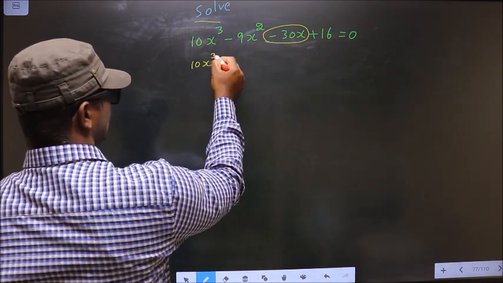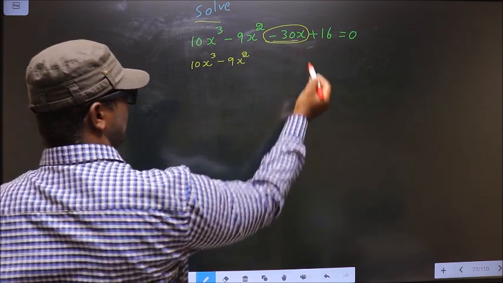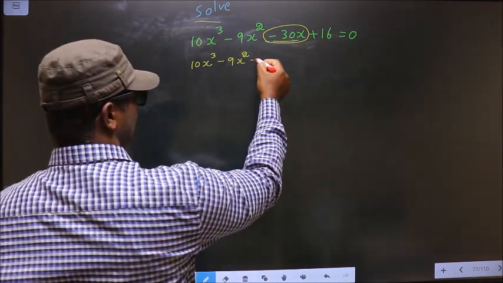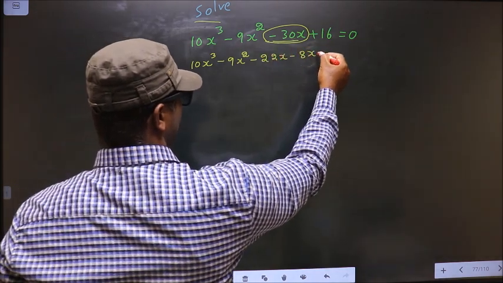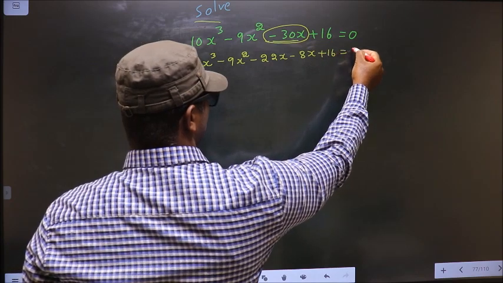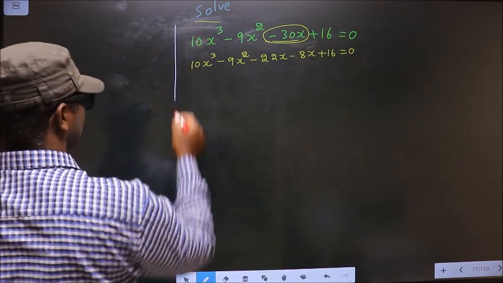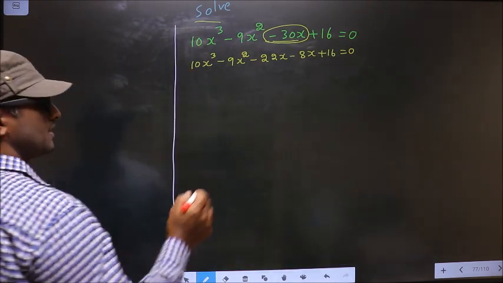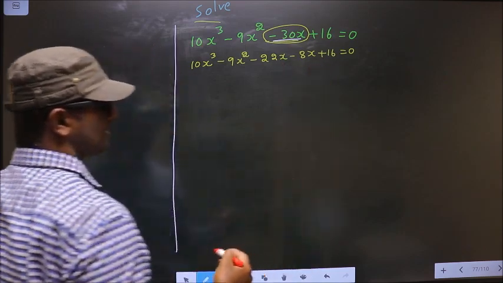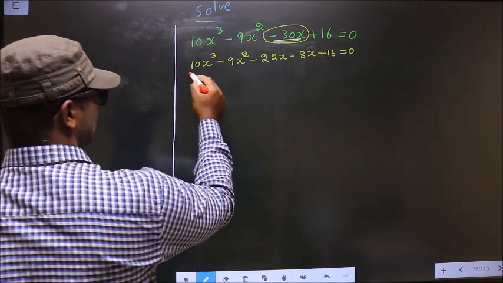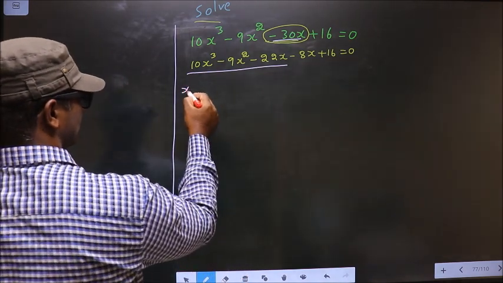So 10x cube minus 9x square. In place of minus 30x, now I write minus 22x minus 8x plus 16 equal to 0. Did you understand? In place of minus 30x, I have written this. Next. From these three terms, what can be taken out common is x.